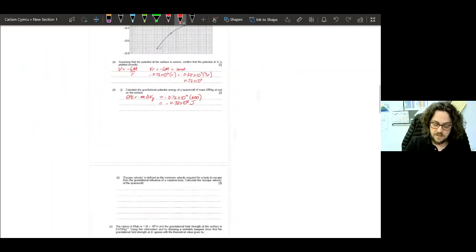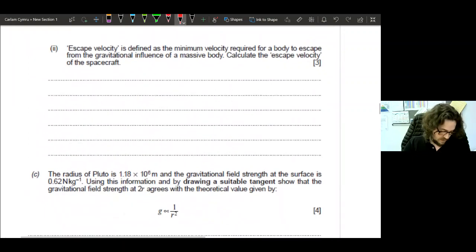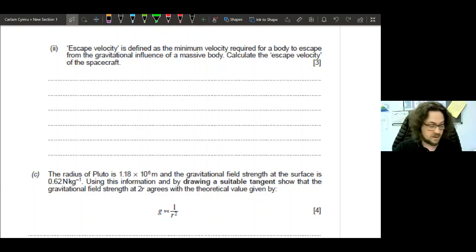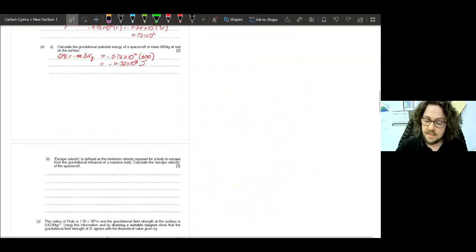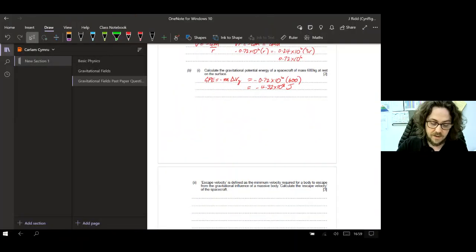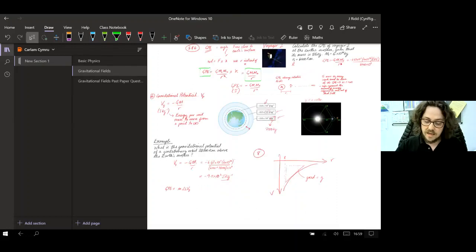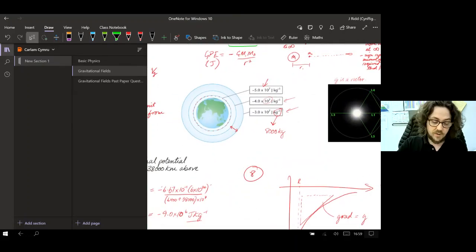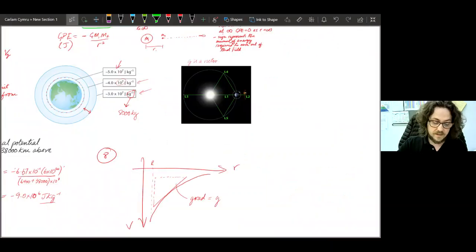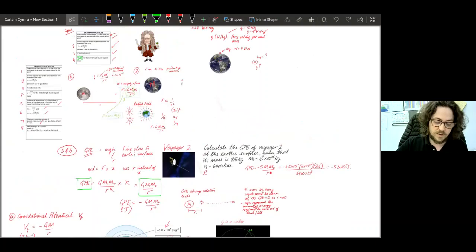I think it's probably best that we leave this there. There is another question, which is very similar to the first when we looked at escape velocity. So we'll maybe just have a moment to see if there are any questions. So any questions? No questions here. That can only mean that I've explained it so well that it's just that clear for everyone.